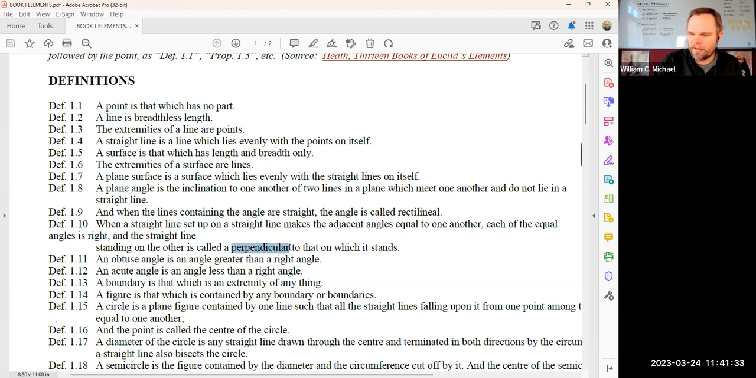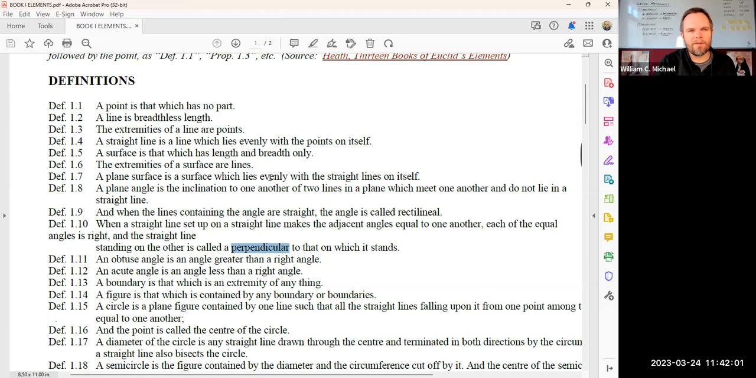So here's an important vocabulary word, perpendicular. Perpendicular means that two lines join together in a way that forms two right angles, okay? Like the letter T. Lines are said to be perpendicular when they come together so that two equal angles are formed on each side of the line where they meet. And those angles are called right angles, okay?